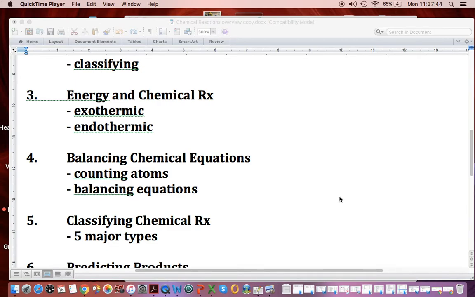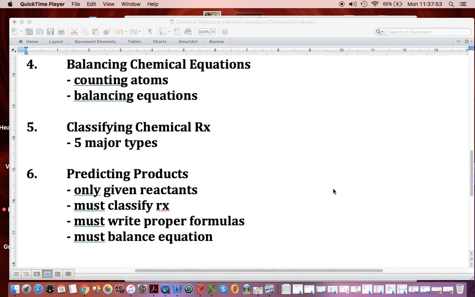Number 5, we'll classify chemical reactions according to 5 types, and one of the types has a subcategory. That turns out to be super easy. And then we'll finish with something called predicting products, and that's the toughest section probably in chemistry.